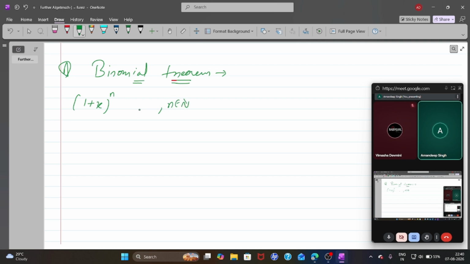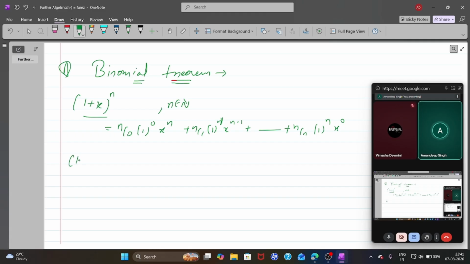So 1 plus x to the power n, where n was a natural number. If you expand this binomial expansion by using the formula like nC0 1 to the power n x to the power 0, similarly nC1 1 to the power n minus 1 x to the power 1, and so on up to nCn 1 to the power 0 and x to the power n. So basically here you are getting finite terms.